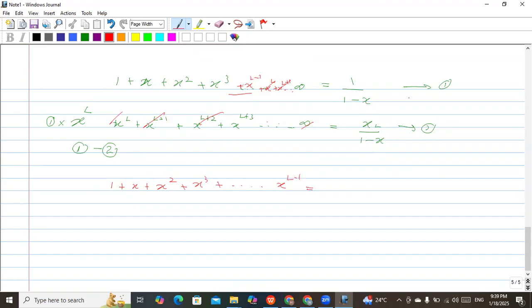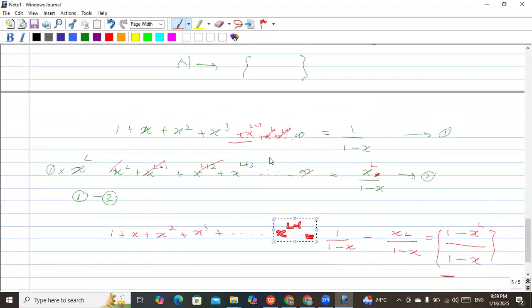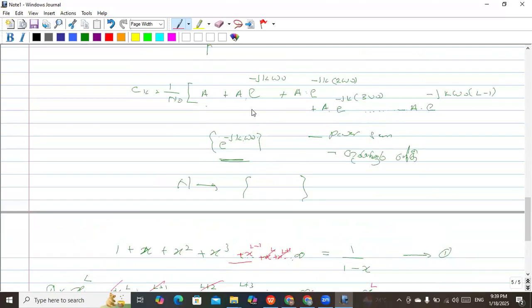So I subtract, that means 1 over 1 minus x minus xl over 1 minus x. So I will have 1 minus xl, sorry, this is xl, divided by 1 minus x. So this is the addition of the power series up to L minus 1. So here also I have up to L minus 1.